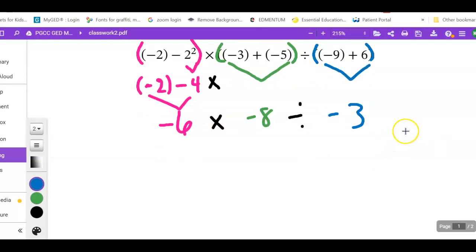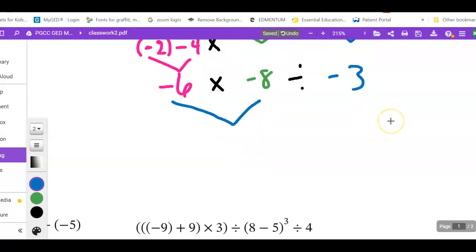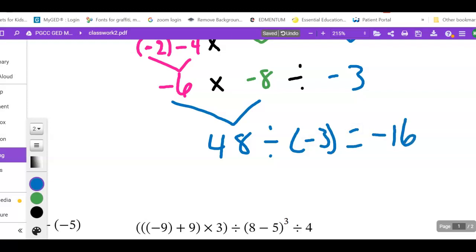So where do I go from here? Multiply or divide whatever I see first. That means I'm going to do negative 6 times negative 8. Negative 6 times negative 8 is going to give me a positive 48. Remembering and practicing your integer rules. Divided by that negative 3. That is going to give me a negative 16.